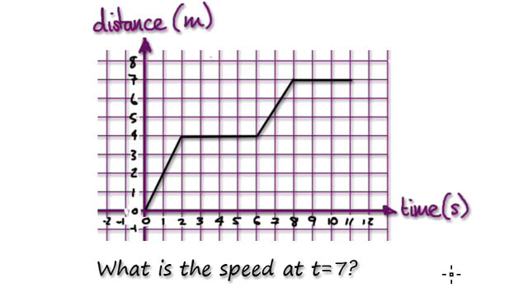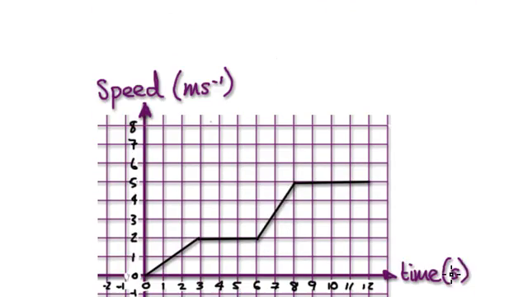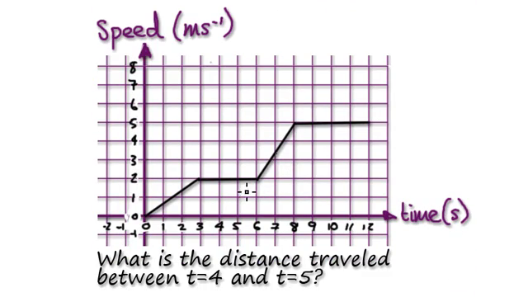Okay. Next one. Given this random graph, what is the distance traveled between t equals 4 and t equals 5? So 4 and 5 here. What is the distance traveled? Okay. So press pause and have a go.